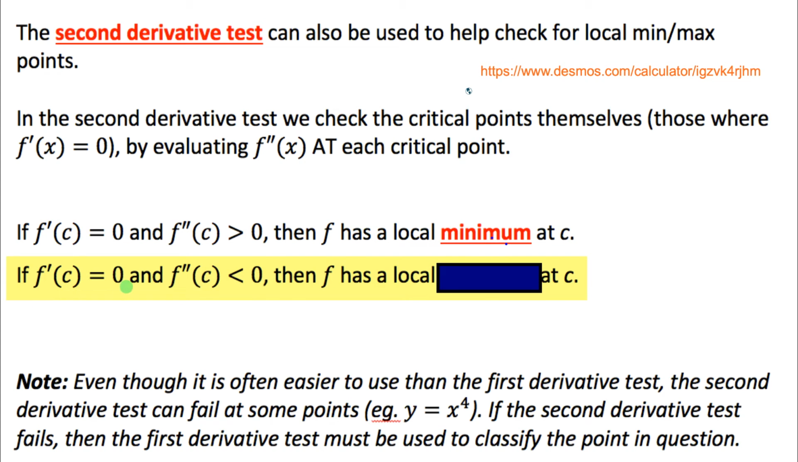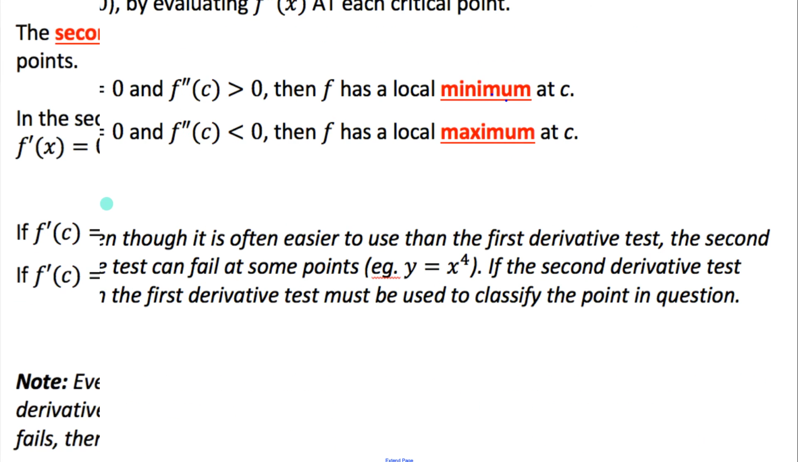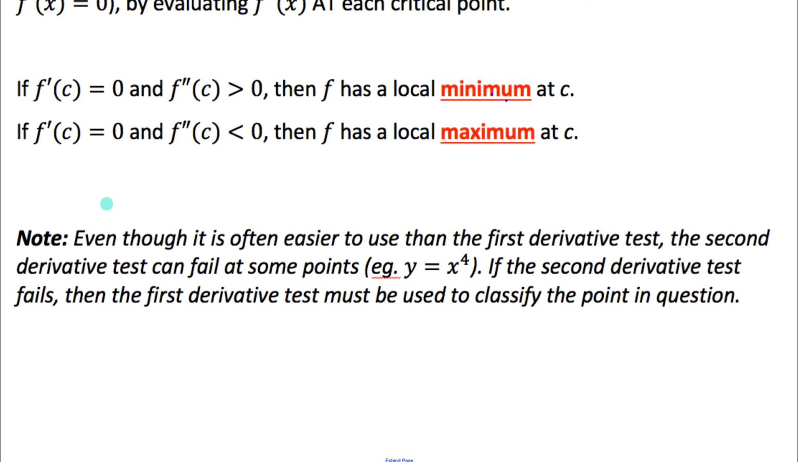If the first derivative is 0 at some x value, we'll call that c again, and at that c value the second derivative is negative, that tells us the original function is concave down at that point, making the point a local max. So the second derivative test, I think, is easier than the first derivative test, but it doesn't always work. Sometimes the second derivative test can fail.